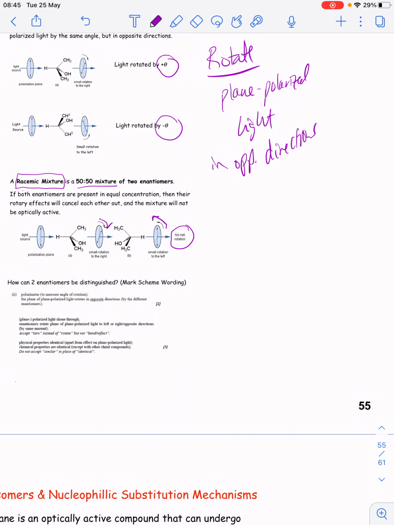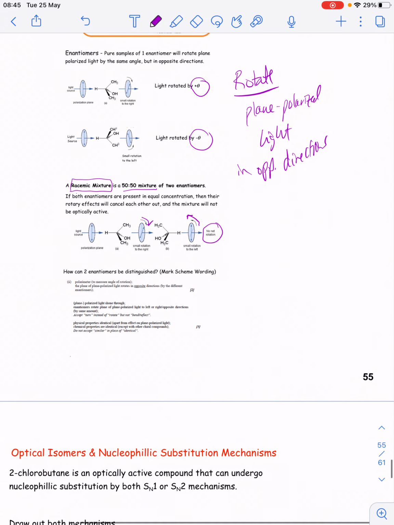Now, if you have a bit more of one isomer than the other, then you'll get some rotation in the direction of the one that you have more of, but not to the full angle that it would normally be if you just had a pure sample of the enantiomer.